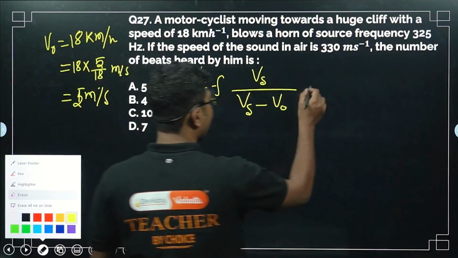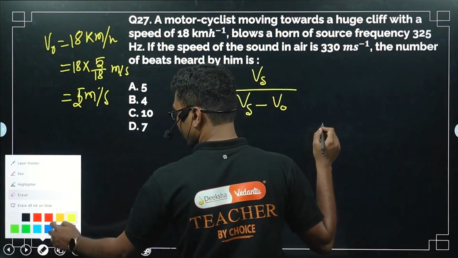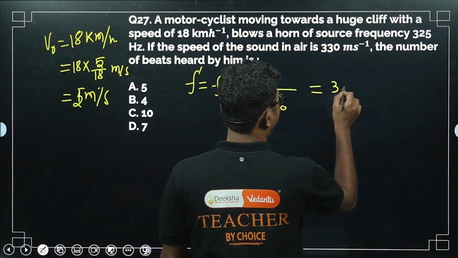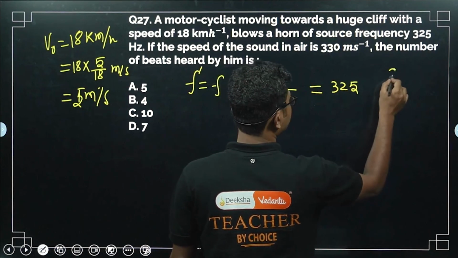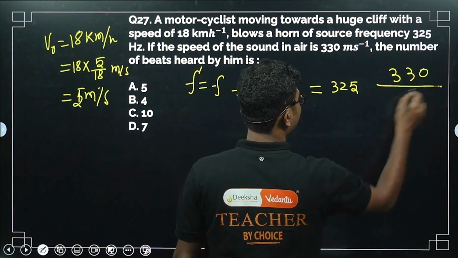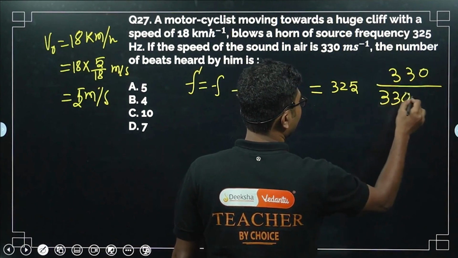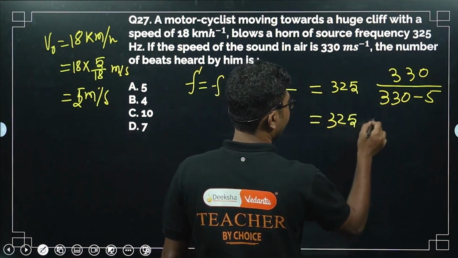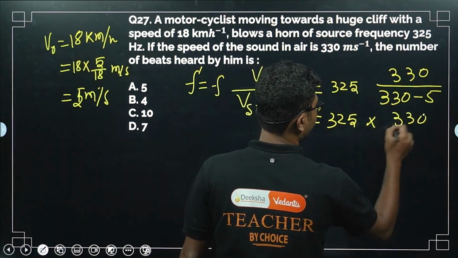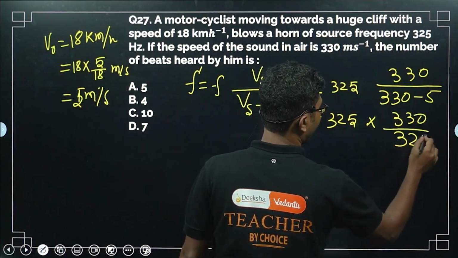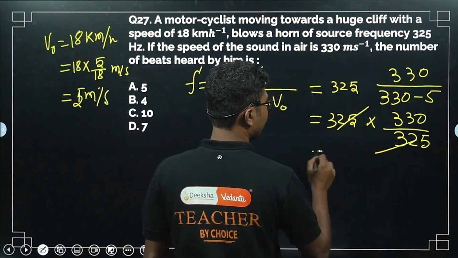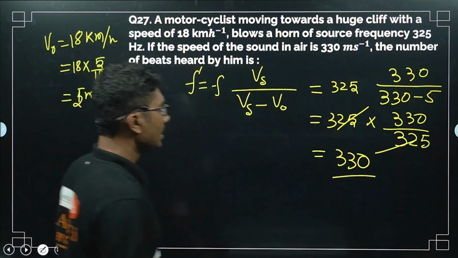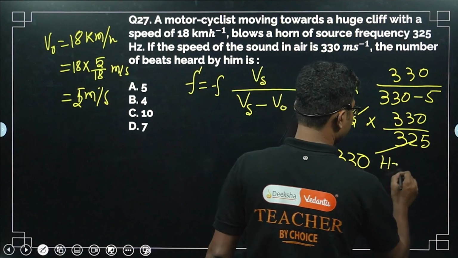if you calculate the frequency, the initial frequency was 325, speed of sound was 330, divided by 330 minus 5. So it will be 325 into 330 divided by 325. They will cancel. It will be 330. So this is the final frequency of the sound. So the final frequency of the sound is 330.